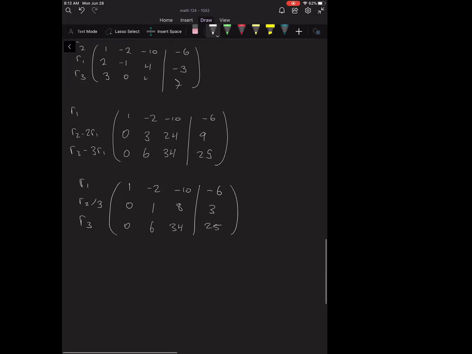Now the next thing we're going to do is, like we said before, once we move down the diagonal, we make this a 1. Now everything beneath that, we make a 0. So for this one, it's not too bad. All we have to do is take our third row and subtract 6 of our second row.